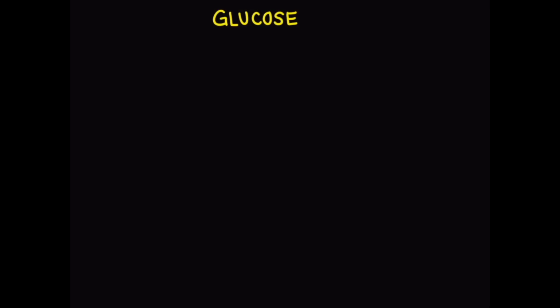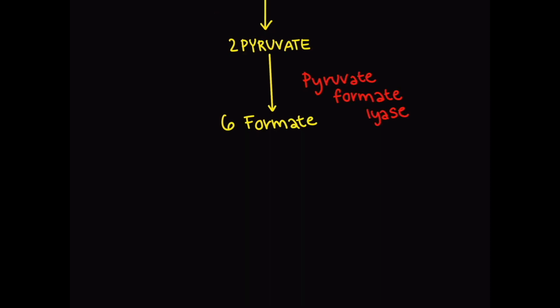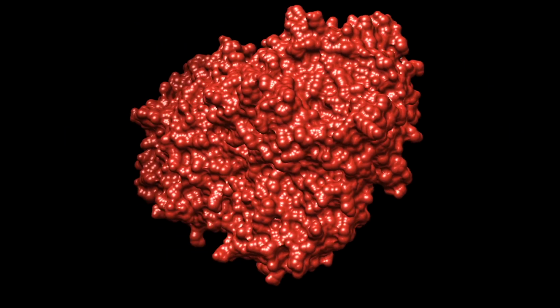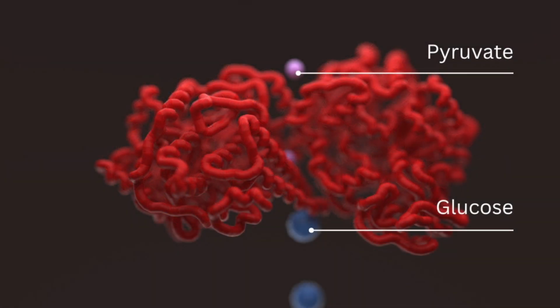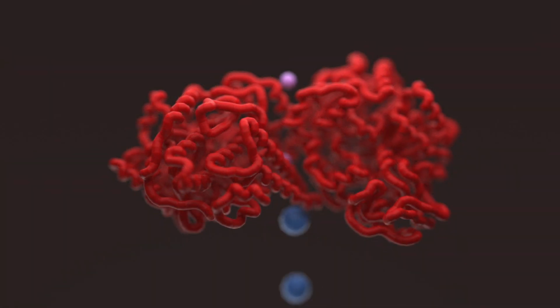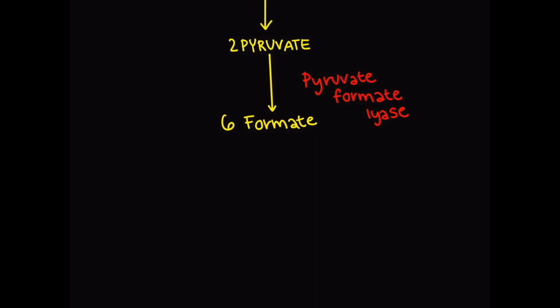Firstly, glucose is converted to 2 pyruvate molecules in a process called glycolysis. These pyruvate molecules are then turned into 6 formate molecules by pyruvate formate lyase, PFL. NADH molecules are produced during the conversion. These will also be used to create hydrogen later on in the process.